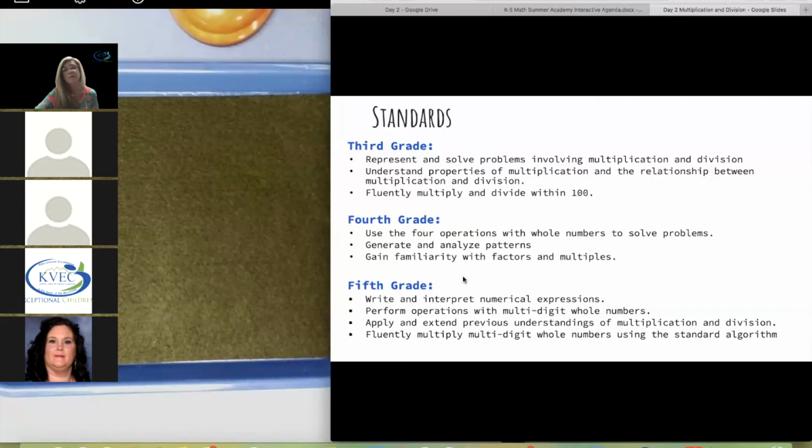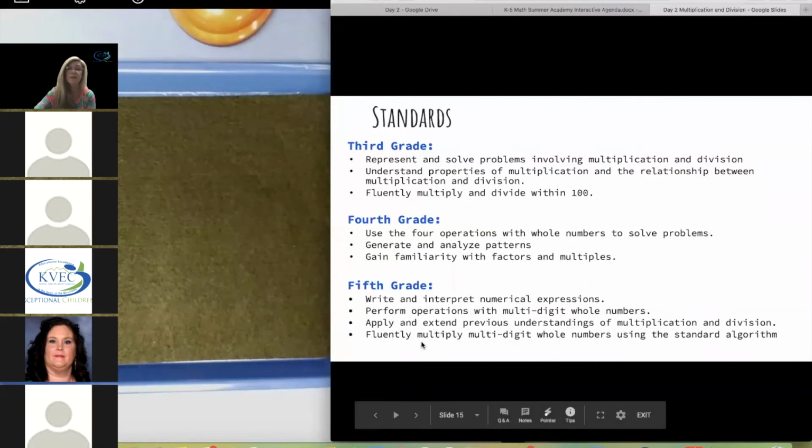And then, of course, in the 5th grade, we write and interpret numerical expressions. We perform operations with multi-digit whole numbers. We apply and extend previous understandings of multiplication and division. And then, of course, we fluently multiply multi-digit whole numbers using the standard algorithm.